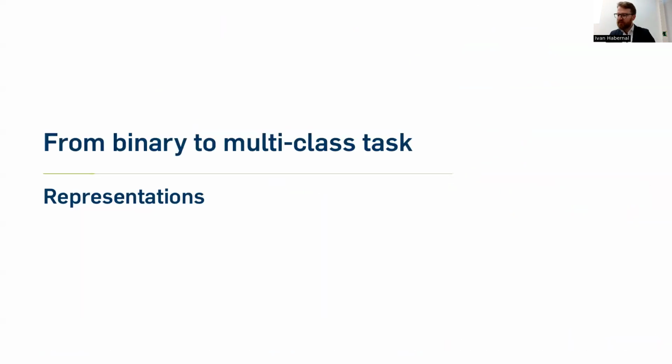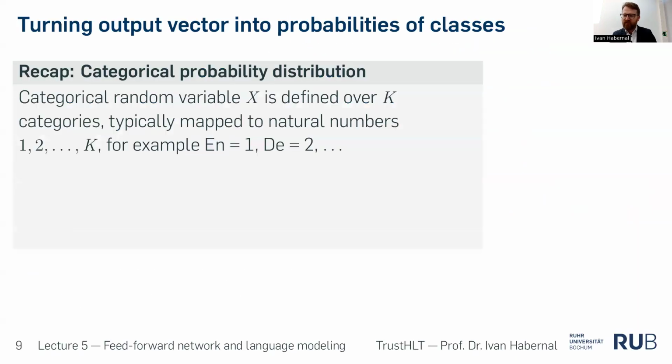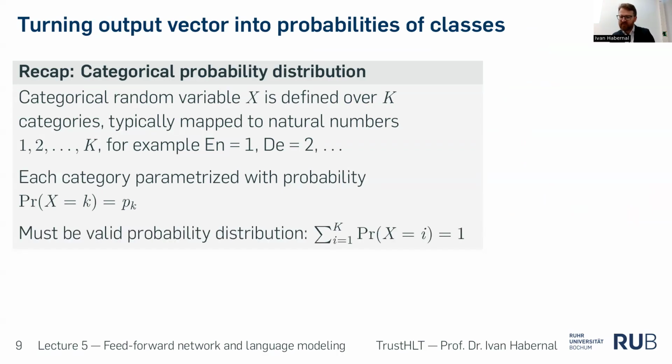So this brings us to how to turn an output vector into probabilities of classes. So recap. Okay, what is the recap? A categorical random variable x is defined over k categories, typically mapped to natural numbers 1 to k. Each category is parameterized with a probability, the probability of being k. Of course, this is a probability distribution over categories, and to be a probability distribution, it has to sum up to 1.